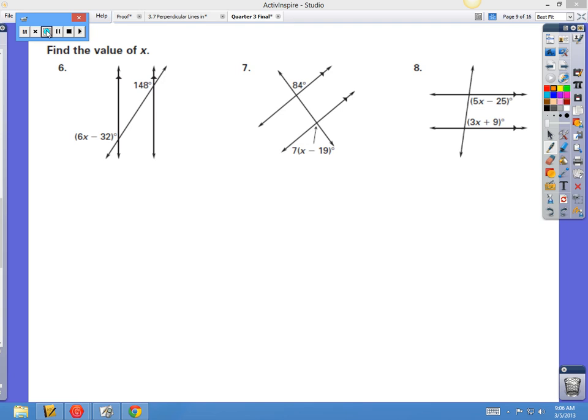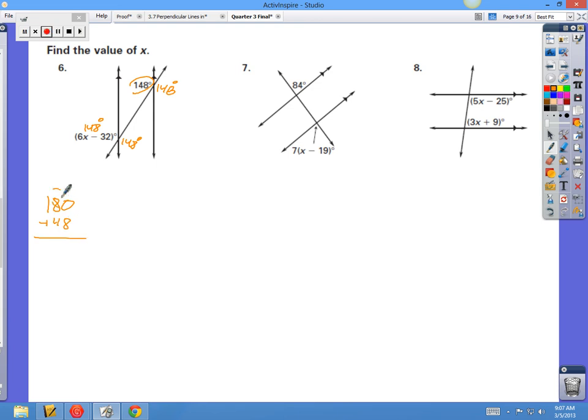Alright, back to the geometry. So, you're going to start right here. That guy's 148. That is also 148. This must be 148, and this must be 148. So you got four of them. The other ones are going to be 180 minus 148.